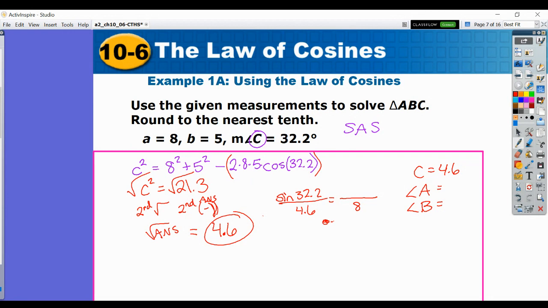Sine of 32.2, close parentheses, times 8 divided by 4.6. And that is the sine of A, because that was my side A. So I'm going to hit second sine of that answer and get 67.9 degrees. To find B, I'm going to do 180 minus 67.9 minus 32.2, and we get 79.9 degrees. And that concludes this problem.